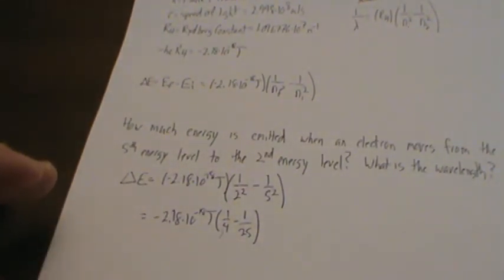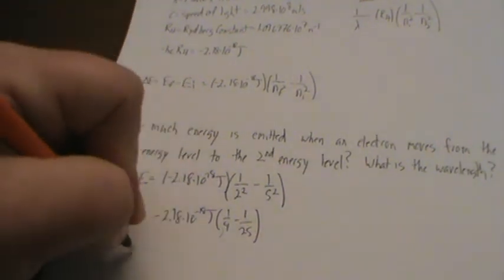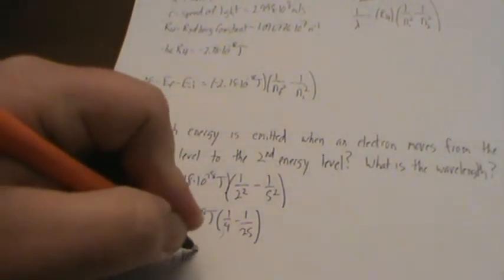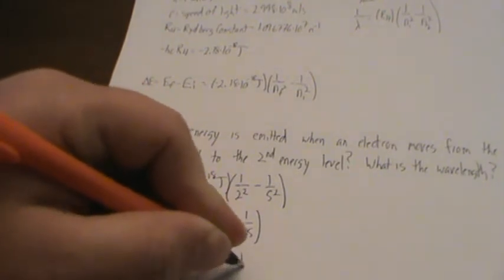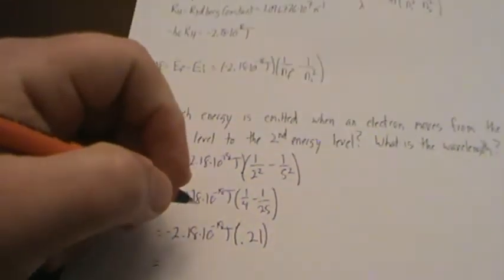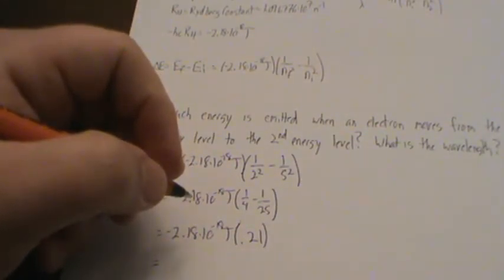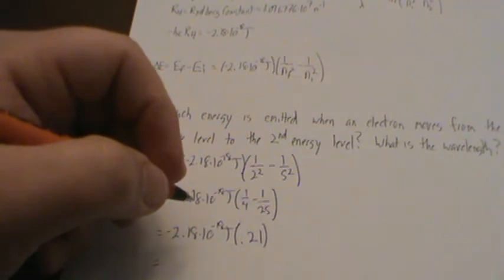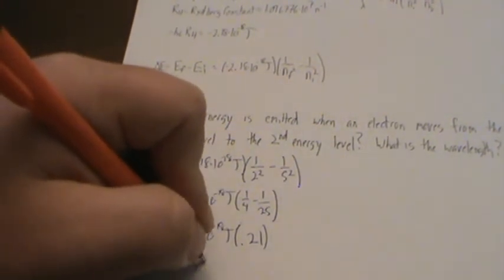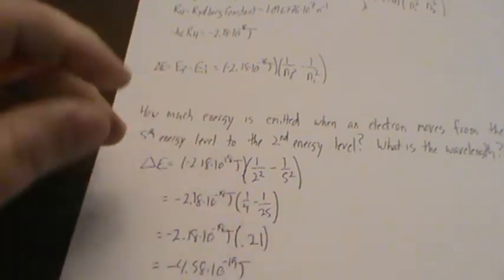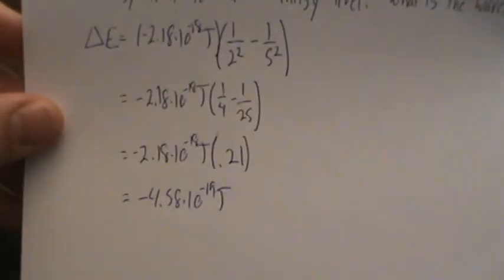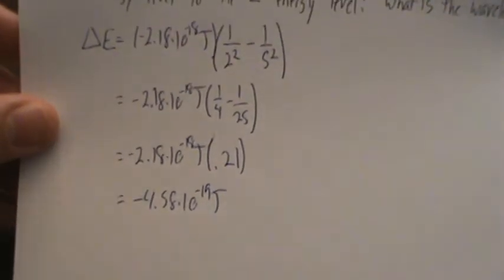All right, so let's put that into our calculator. 1/4 minus 1/25. I'm coming up with 0.21. So negative 2.18 times 10 to the negative 18th times 0.21. Now I'm coming up with negative 4.58 times 10 to the negative 19th joules.